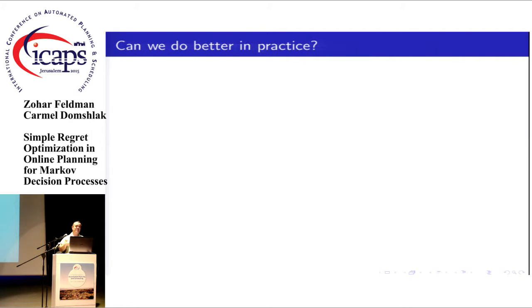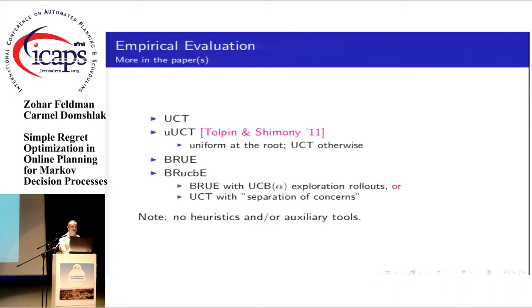The question is now, well, when you look at uniform sampling, I mean, surely, okay, maybe it buys you theoretical guarantees, but it cannot really be effective in practice.